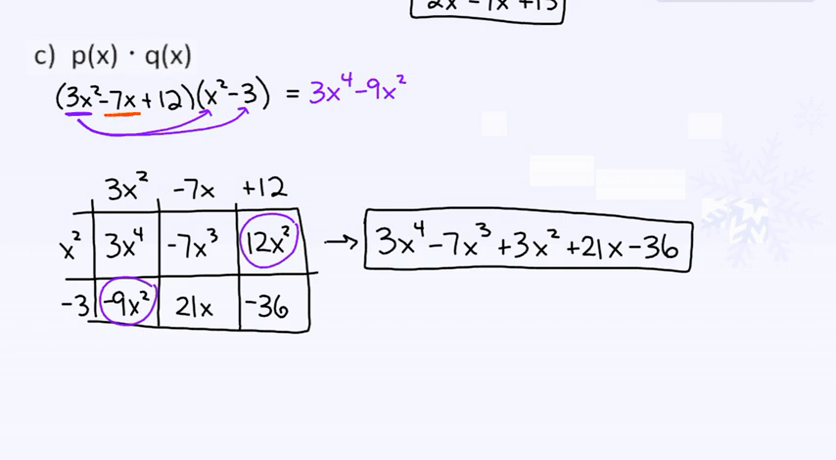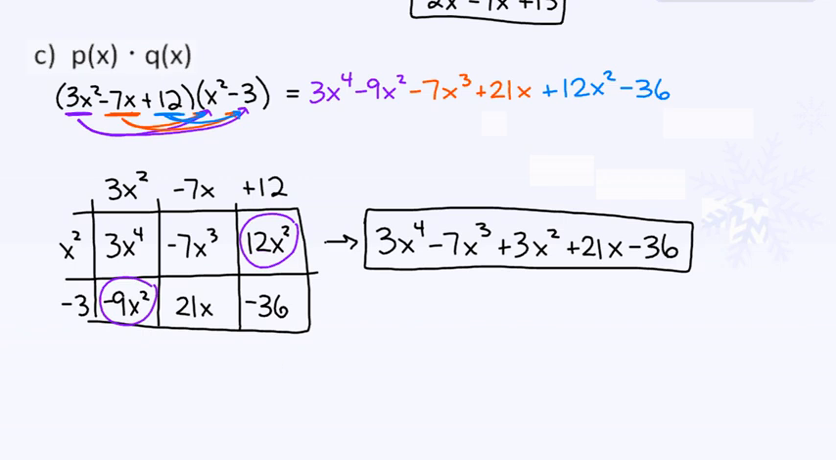Then I move on to the next one, the negative 7x, and multiply it by both. Negative 7x times x squared is negative 7x cubed. And negative 7x times negative 3 is plus 21x. And now I'm done with the orange one, and I move on to the third one, which is 12, and multiply it by both. So that's 12 times x squared, 12x squared, and 12 times negative 3, so minus 36. So I'm just keeping it all in a row, but being systematic to make sure I don't miss anything.